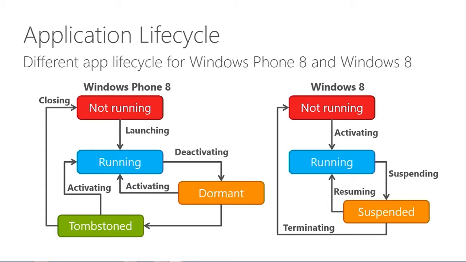On Windows 8, it's a little bit different, and I would say it's a little bit simpler, and even a little bit easier. There is no tombstoned state in Windows 8. You go from non-running to running. You get the activating event to tell you about that. When your app gets pushed into the background, you get a suspending event. When you come back from the background, you get a resuming event. And when your app is terminated, you get a terminating event.